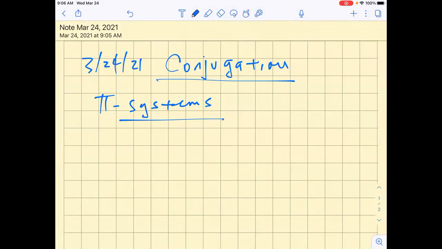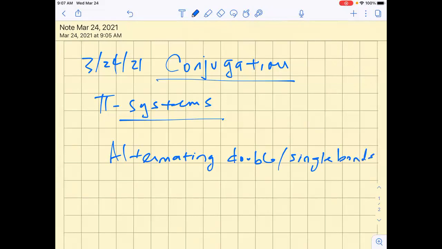Sometimes you'll hear it described as alternating double and single bonds. That's one way to describe it. I always try to make it something you can remember. So think about it like a fraternity or a sorority. It would be pi, sigma, pi, right? That's the pattern that you have to see in order to say that something is conjugated.